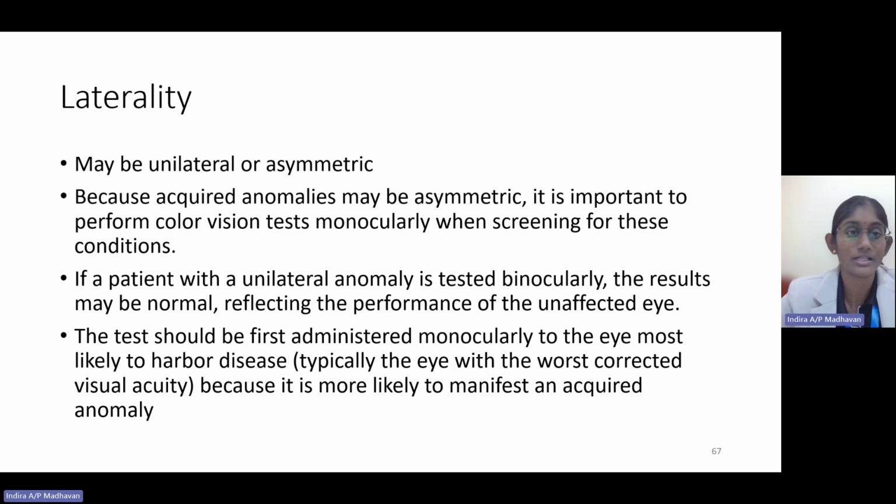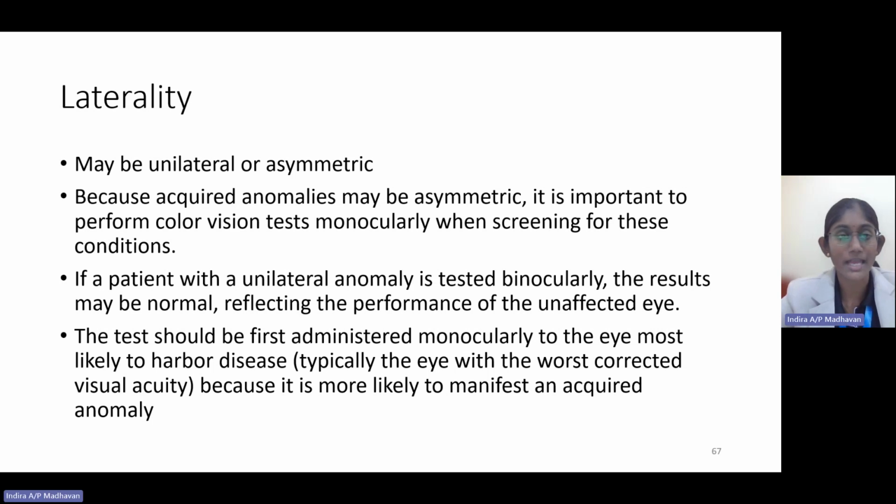If a patient with a unilateral anomaly is tested binocularly, the result may be normal, reflecting the performance of the unaffected eye. This is the reason why you have to do monocular testing for patients who have recent complaints. If you mistakenly conduct the test binocularly, the unaffected eye will make the right choice, the correct answers. So that will blind the actual result of that particular patient.